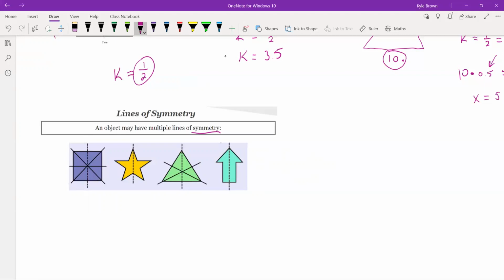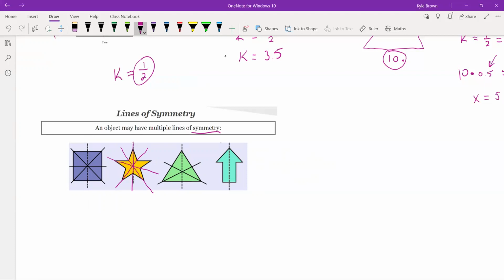So that'd be a line of symmetry. The star, I don't know what happened here, but the lines disappeared. There would also be other lines of symmetry on the star like that, right? So there'd be one there. You could have one there. You could have one there. So those would also be lines of symmetry, right?